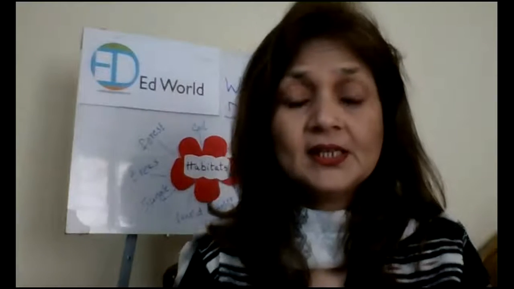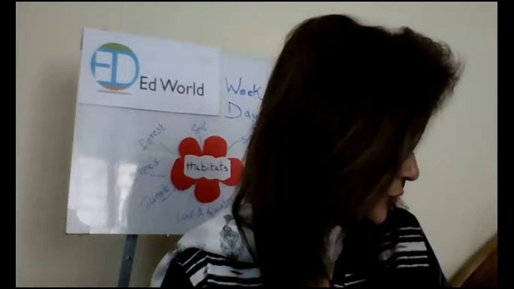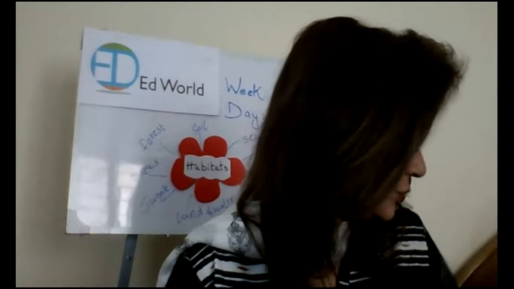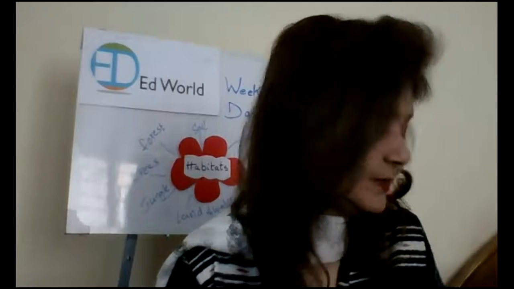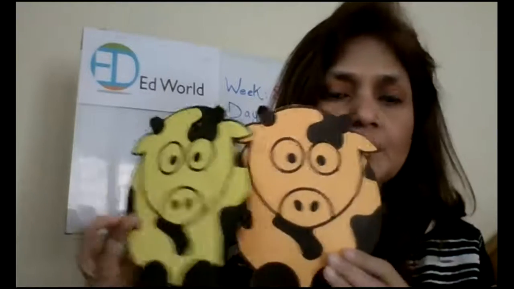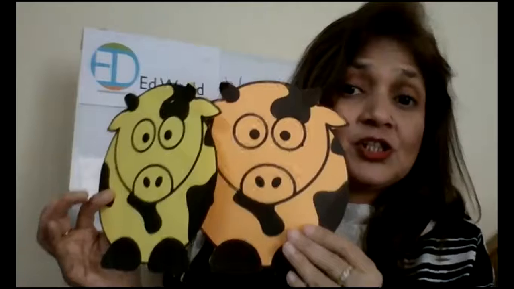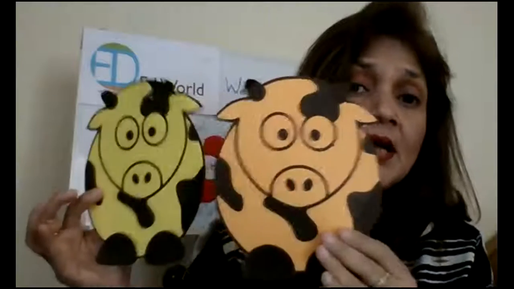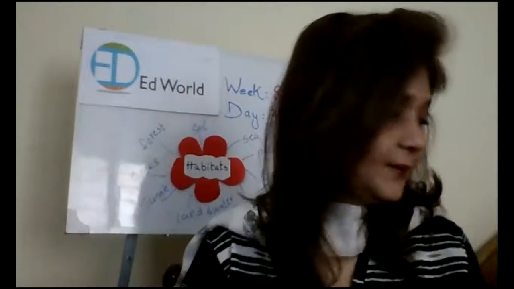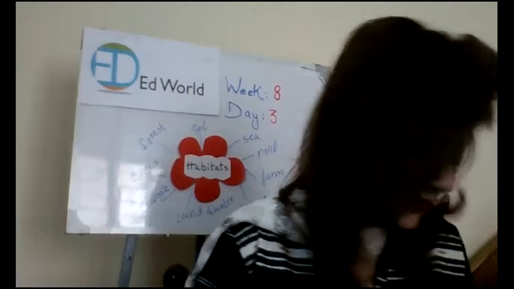Yesterday, we did the habitat of animals, and that was the forest, right? So you have seen so many different animals that live at different places. Now I'm going to show you a picture and you are going to tell me where these animals live. Now, which animals are these? These two pictures are a picture of cows, right? Okay. All right. Now, these are cows.